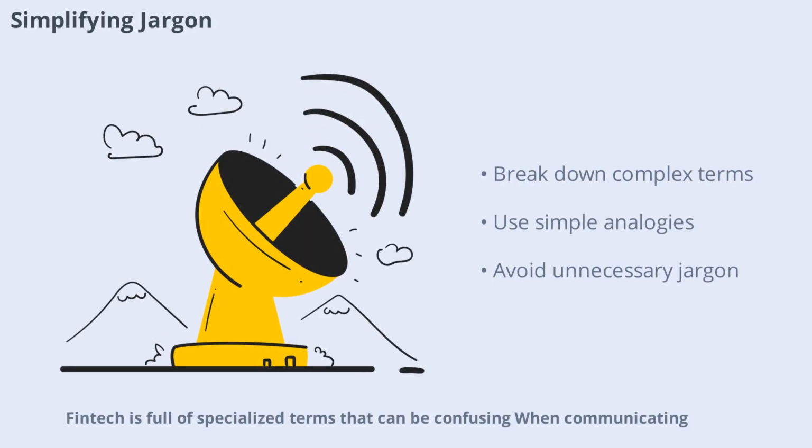Fintech is full of specialized terms that can be confusing. When communicating, break down jargon into simple language. For example, instead of saying API integration, you might say connecting different apps to work together. This approach helps your audience grasp the core idea without getting lost in technicalities.